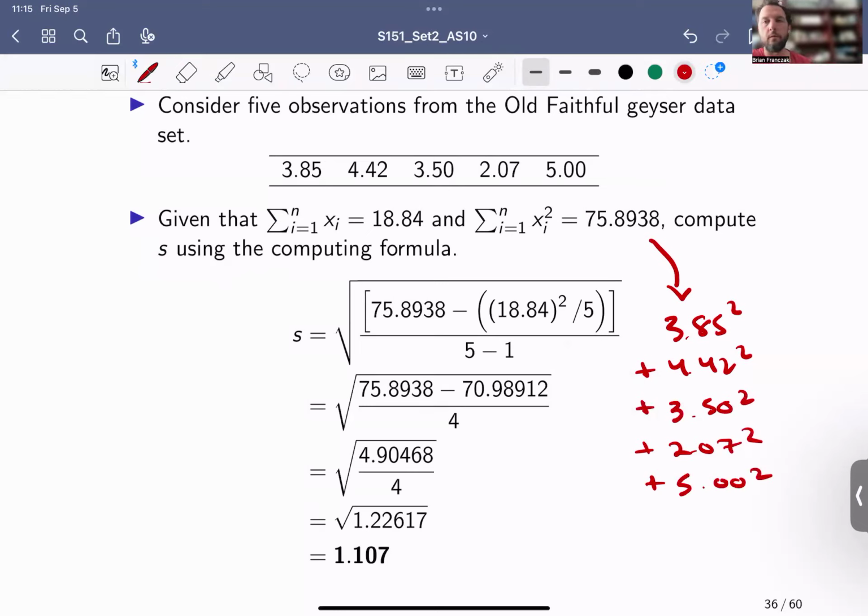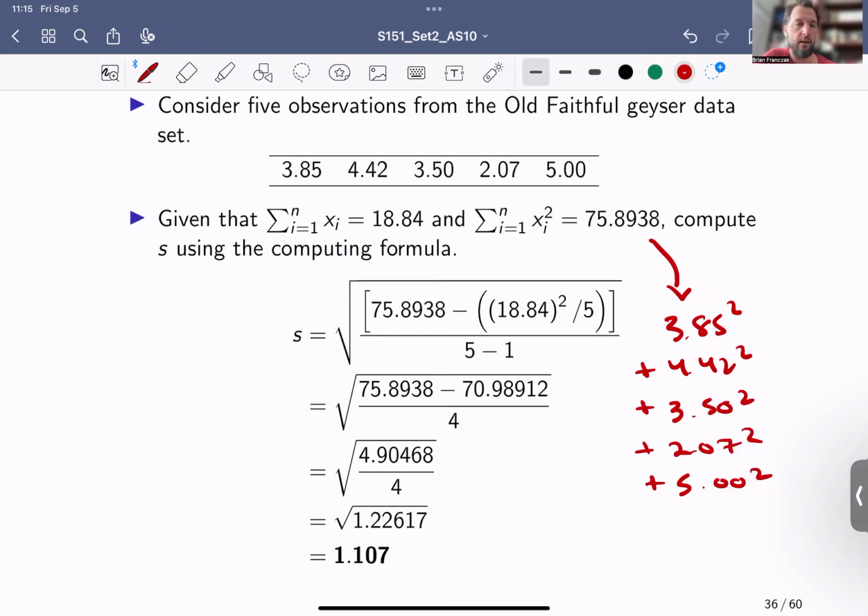Okay, so that second formula, the sum of the xi squared, means square each value and then add the whole thing together. So that would literally be 3.85 squared plus 4.42 squared plus 3.50 squared, etc. When I do that, I end up with 75.8938. So you can already see that this is actually a faster way of getting to the end result.